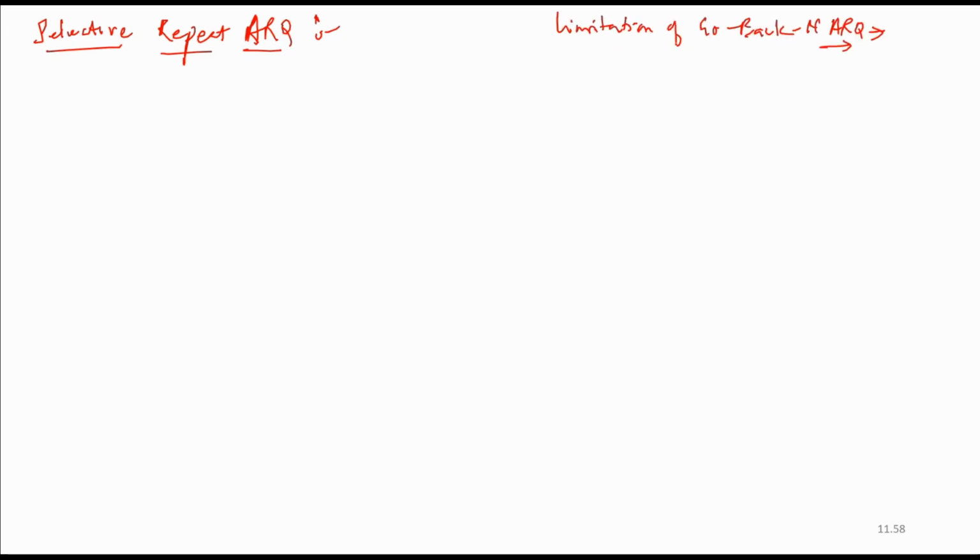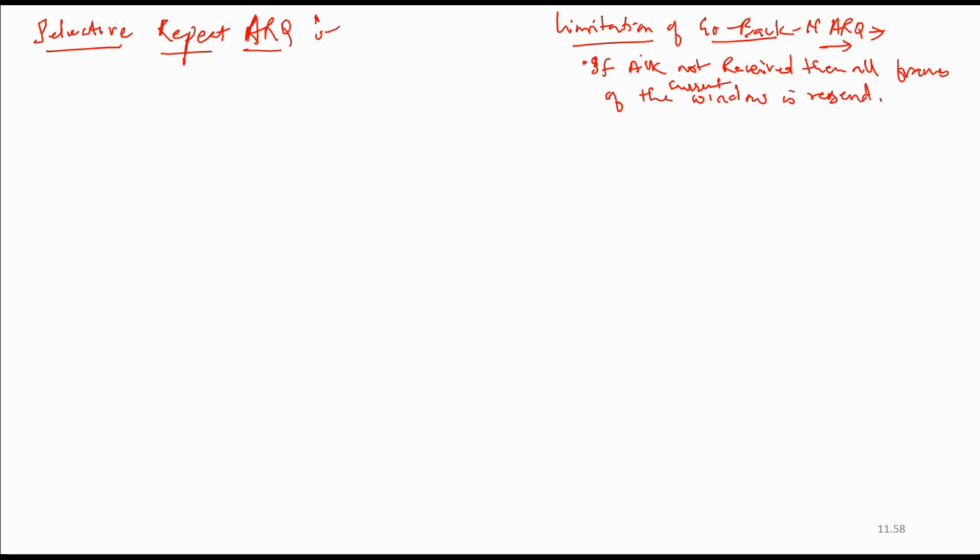So next we will see is selective repeat ARQ. First of all, we will be looking at what is the limitation of go back N ARQ. Whenever an acknowledgement is not received, it has to resend all the frames available in the current window. So this is the limitation of go back N ARQ.